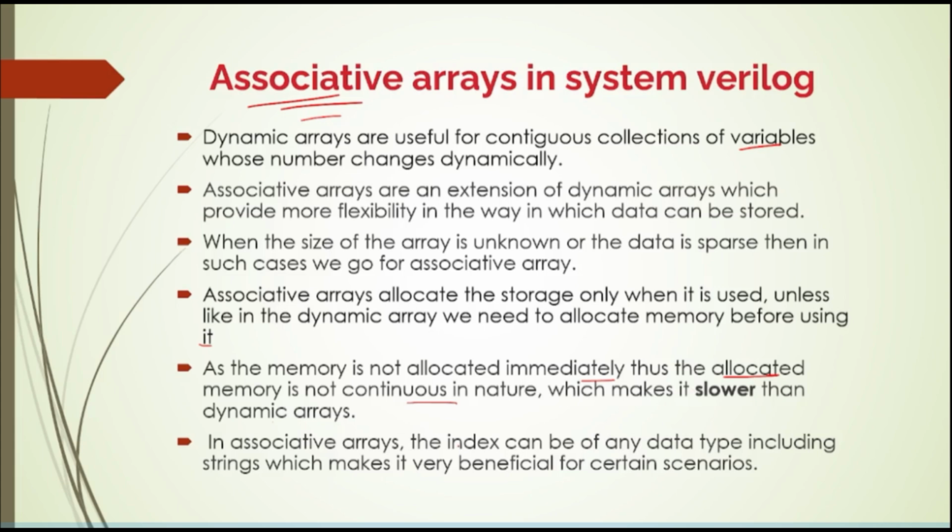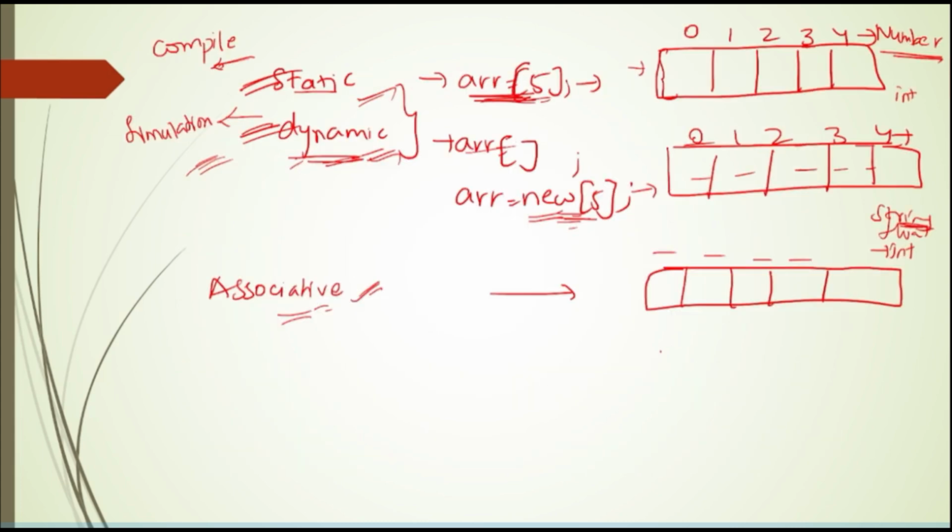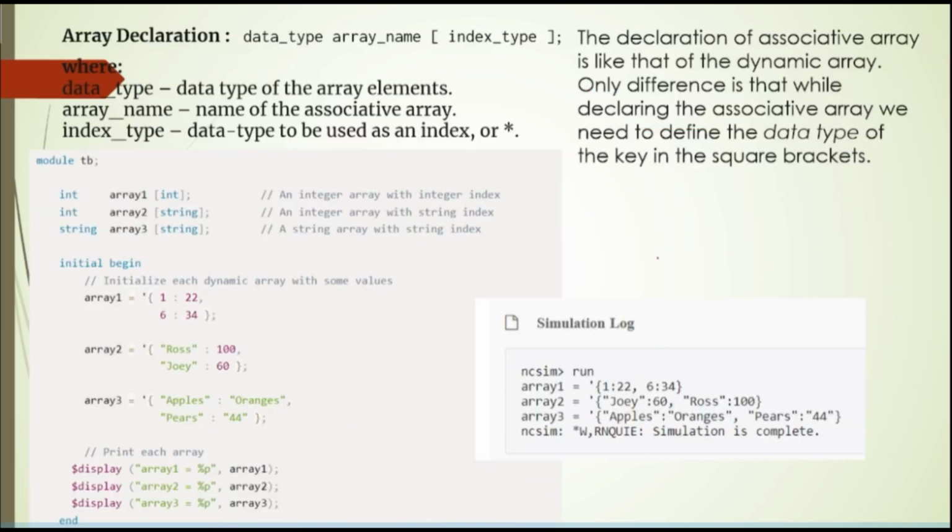That is what I told you. And one advantage is that in associative arrays the index can be of any data type, either integer, real or string, any kind of data type. This is one advantage of associative arrays. Got my point? So let us see how we are going to declare the array, how we are going to use the array and so on.